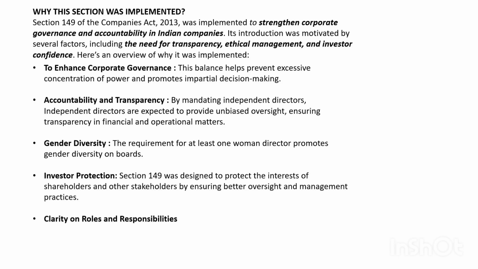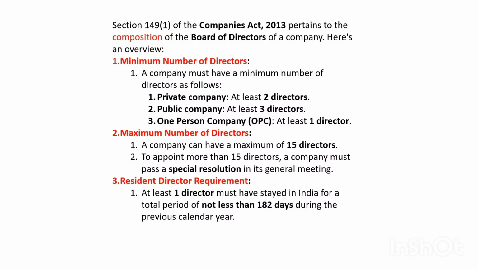of directors. In this slide, let's talk about Section 149(1) of Companies Act relating to composition of Board of Directors. Whether a company can have n number of directors, there is certain restriction on minimum number of directors and maximum number of directors. Let's see minimum number of directors.